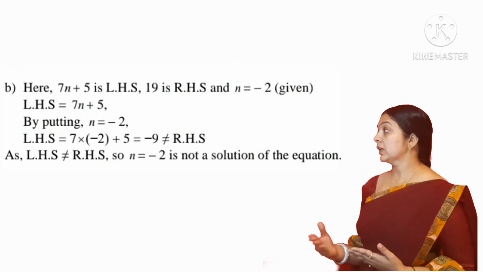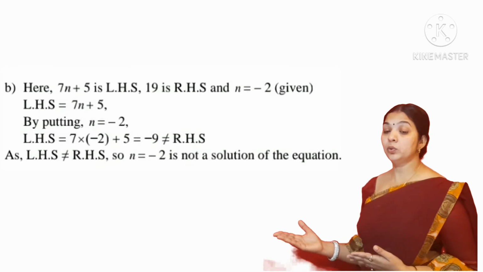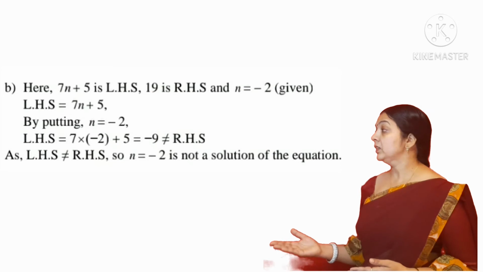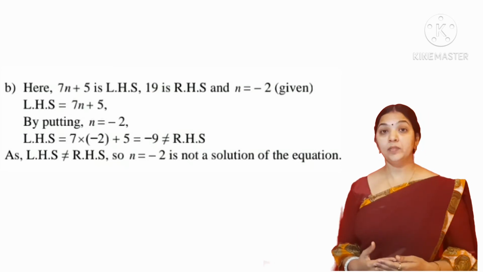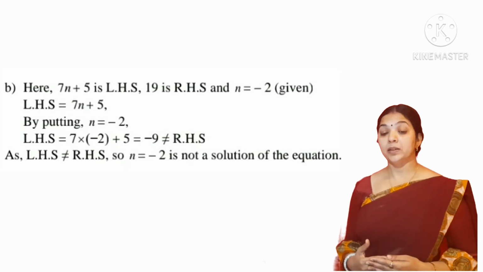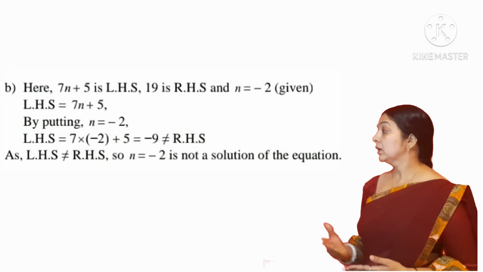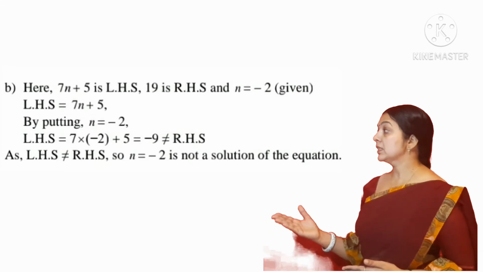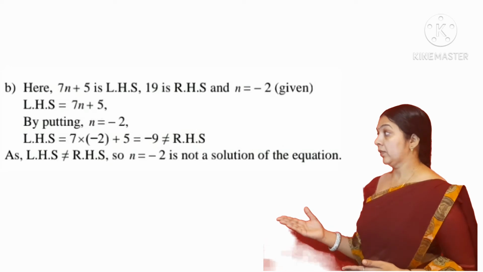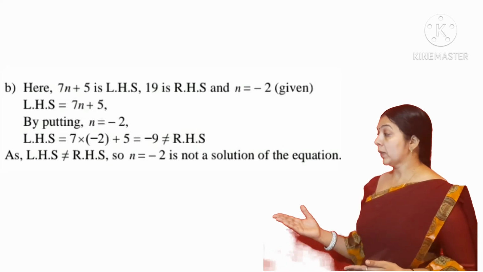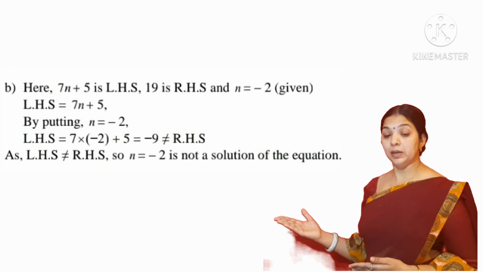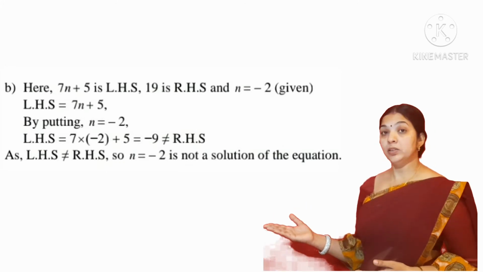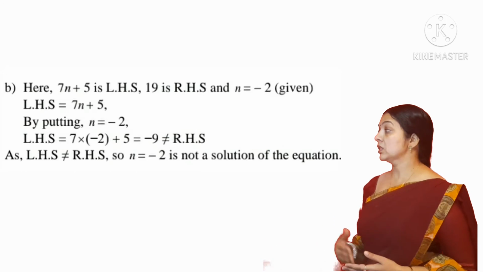Next is 7n plus 5 is equal to 19. So 7n plus 5 is the LHS and 19 is the RHS. The given value of n is equal to minus 2. So we will place n is equal to minus 2 in the given equation, that is 7n plus 5 in LHS. So 7 into minus 2 plus 5 will be the LHS and the answer is minus 9. So LHS is minus 9 and RHS is 19.